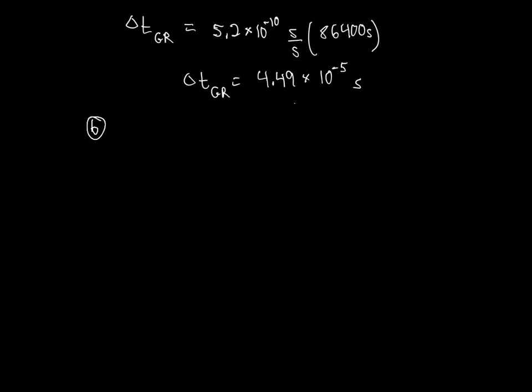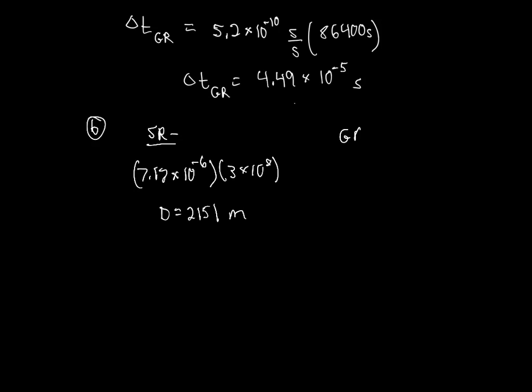So let's see what these distance errors are. Special relativity. I do my 7.17 times 10 to the negative 6. Multiply that by 3 times 10 to the 8th meters per second. And I get a distance error of 2151 meters. Do the same thing for general relativity. My time error of 4.49 times 10 to the negative 5. Multiply that by 3 times 10 to the 8th. I get a distance error of 13,470 meters.